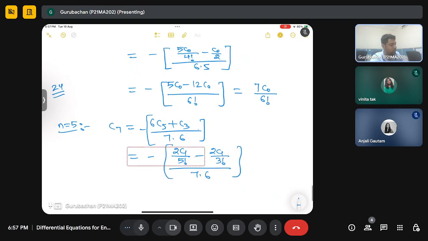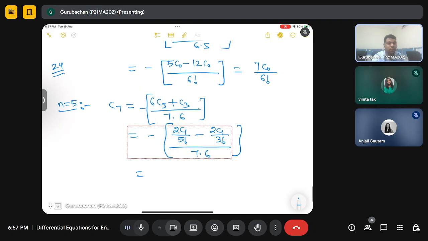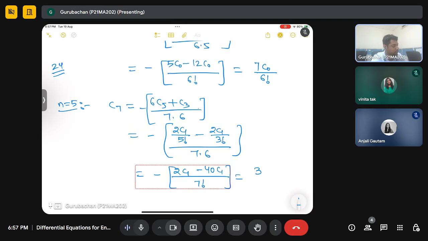So we have in the denominator 7 into 6. We just want our LCM 5 factorial to be in the denominator. So we will get here 2 times C1. So 20 here will be the LCM, and 20 into 2, 40 C1 divided by 7 factorial. So from here you will get 38 times C1 divided by 7 factorial.